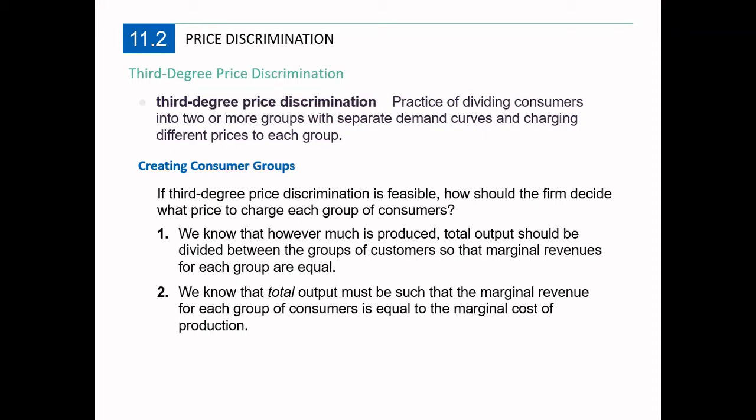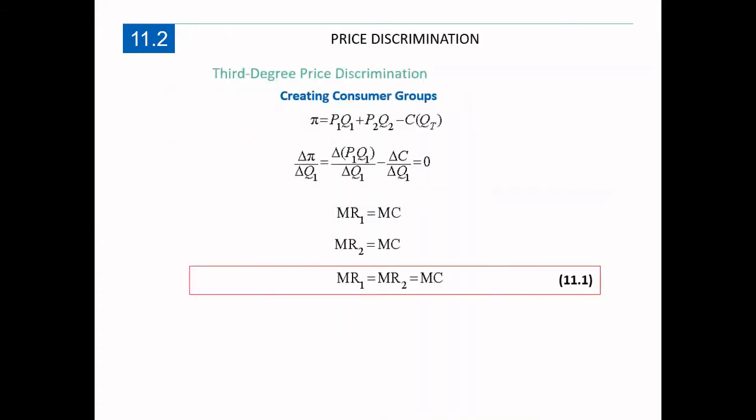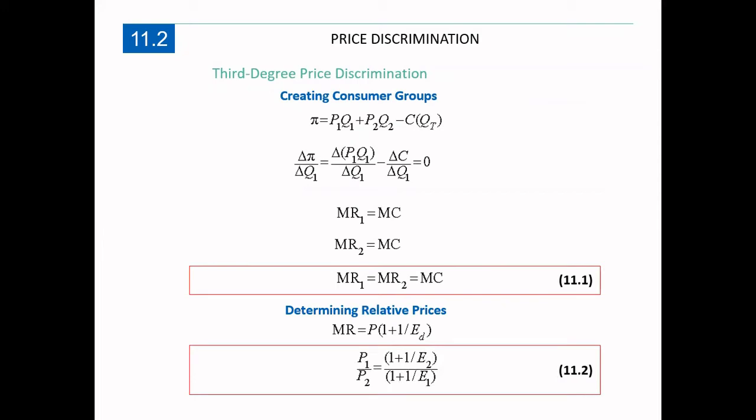You know how much is produced, you know the total amount of units. So the marginal revenue for each group will be different from the marginal cost of another group. So let's look here at creating consumer groups. We need to recall what we call determining relative prices. What do I mean by relative prices? We are going to compare the created consumer groups. We have group 1, P1, Q1, and group 2, P2, Q2, and the cost that I have, let's say, the cost of the airline operations and everything like that.